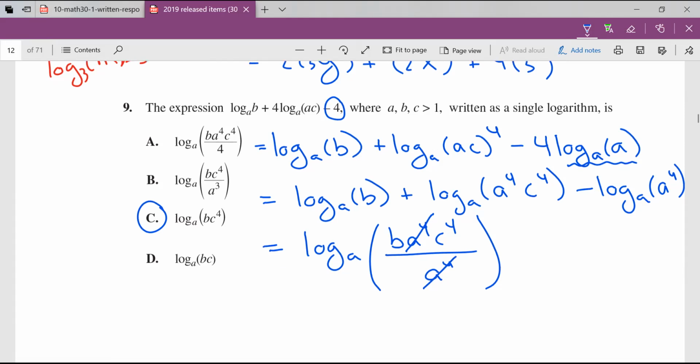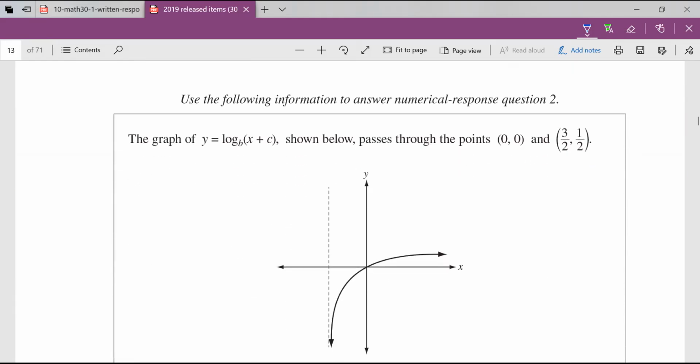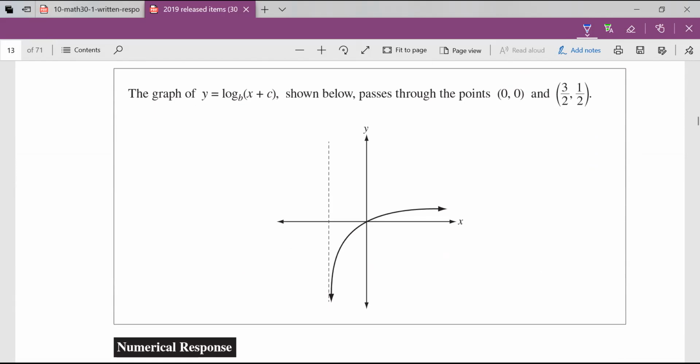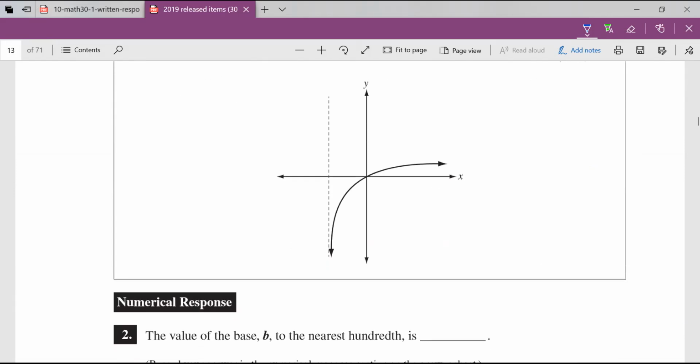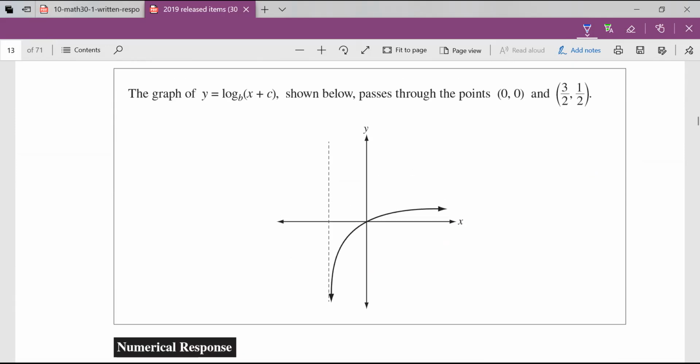Okay, let's try another one. Probably still in logs. Sure we are. Look at that. So the graph of some logarithm, shown below, passes through these 2 points. We've got to find the value of the base b. Okay, well, I don't know what to do, right? I'm stuck. So, okay, what could I do? Because I've got to find this b, but I've also got the c. Well, what I say to myself is, if I've got 2 unknowns, I better have 2 equations, right? Thankfully, they gave me 2 points.